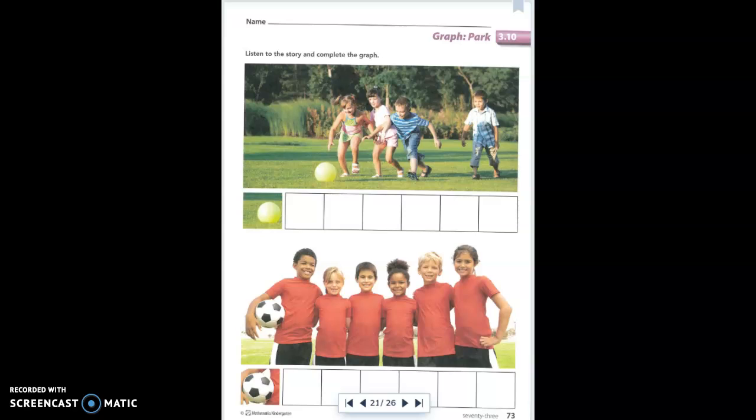Please take out your math page 73 with 74 on the back, lesson 3.10. Today we're going to graph, and once we graph the items, we're going to compare the numbers to see which is more and which is less. So right now you're just going to listen to a short story about our pictures.